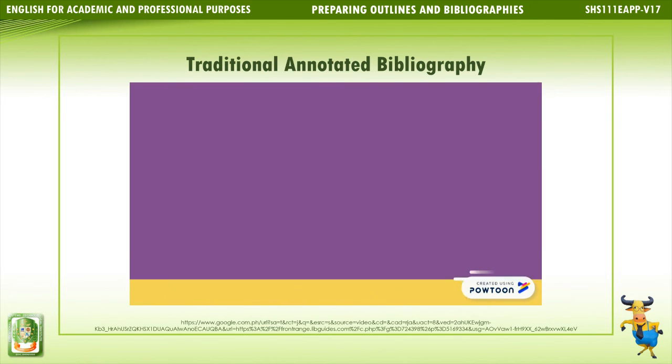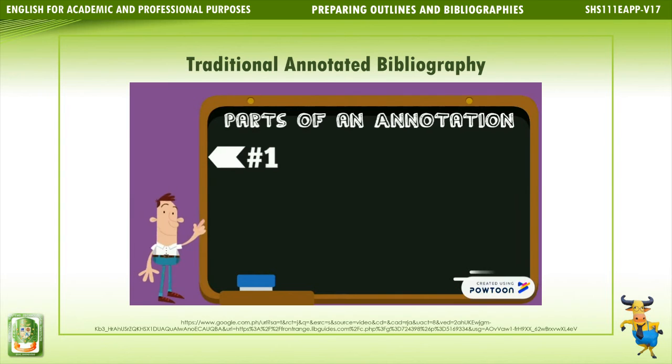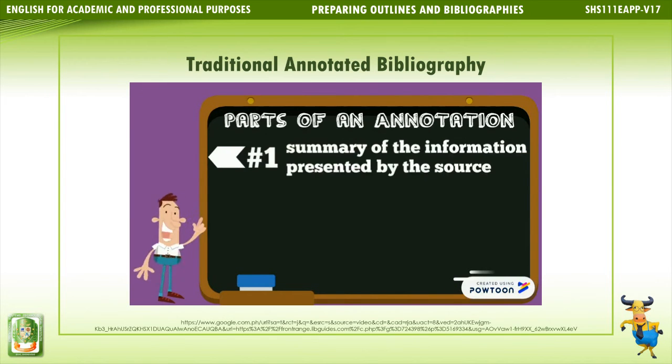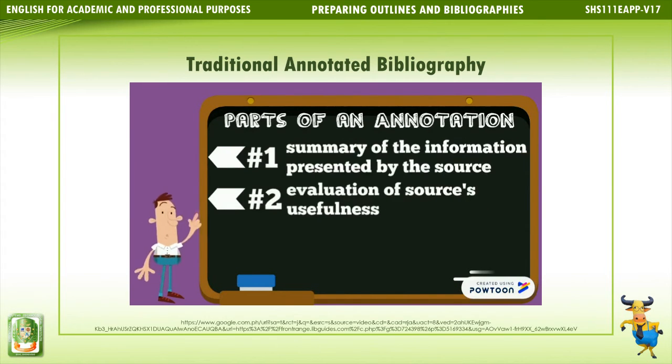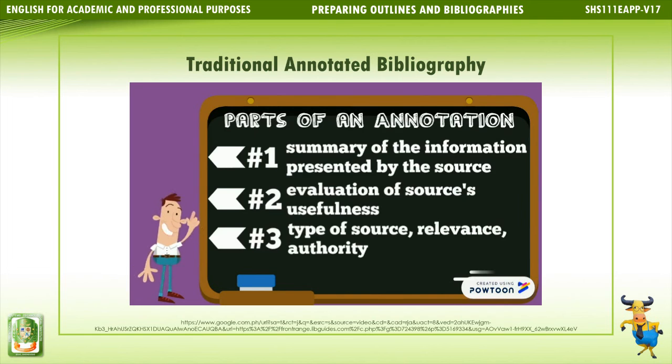Each annotation has three key elements. Number 1, a summary of the information presented by the source. Number 2, an evaluation of the source's usefulness in answering your research question or questions. And number 3, an explanation of the type of source, including its relevance and authority.